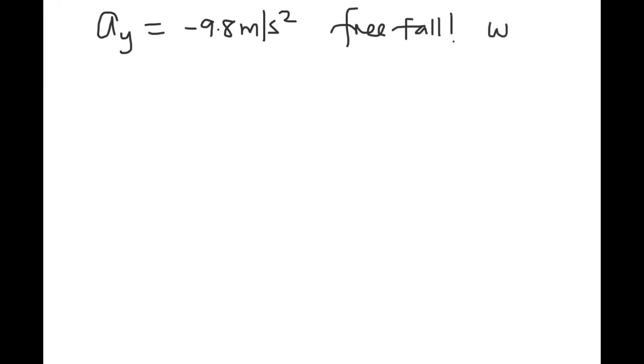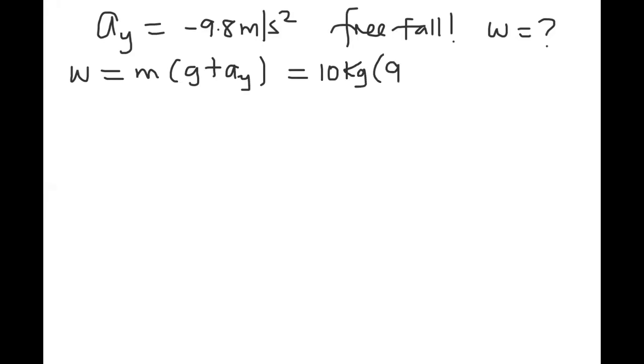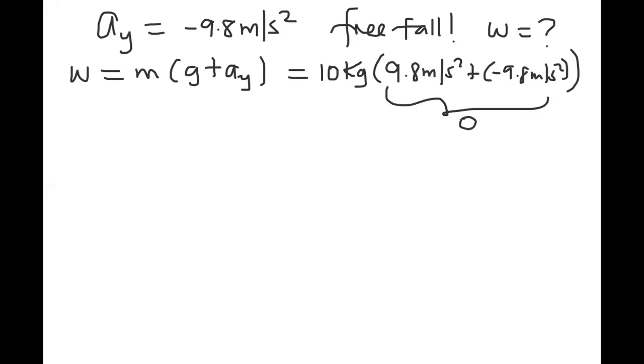So what will be the weight of the crate? We do the same thing. Weight is mass, g plus acceleration in the y direction. Now the mass is 10 kilograms. We have 9.8 meters per second squared, now plus minus 9.8 meters per second squared. Now realize that the result of doing this will give us a 0, because 9.8 plus minus 9.8 is 0. So 0 times 10, the answer is 0. So we are saying that the weight is 0 newtons.